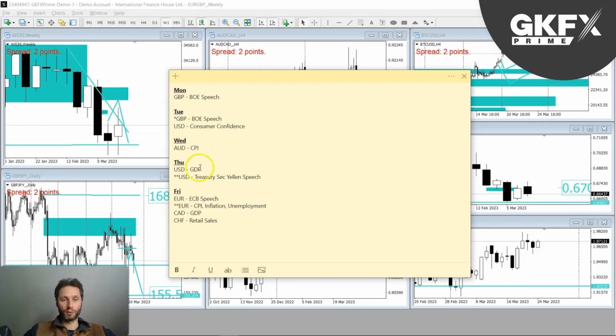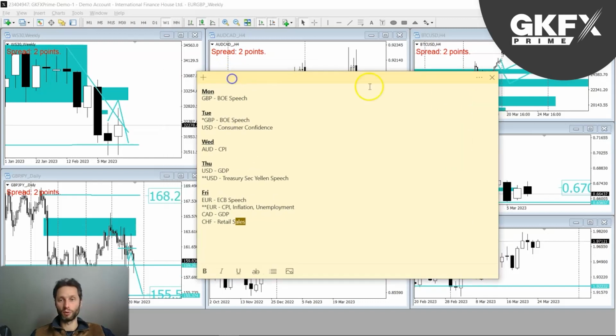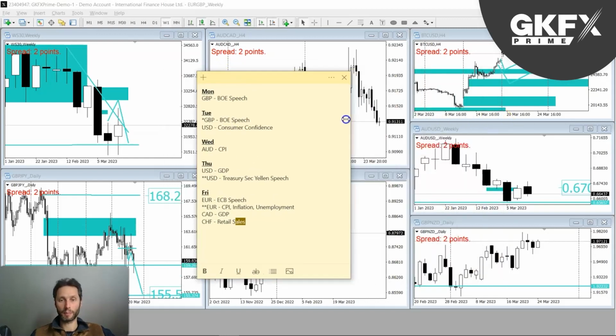So if you're thinking about dollar-based pairs for this week, or euro dollar, we've got both euro and dollar here. We've got dollar on Tuesday, and then on Friday on the CAD we've got GDP figures, and then Swiss franc retail sales ending the week. So let's consider what we've got based on this news, and then see how that lines up with the charts and what we've got for the setups for this week.